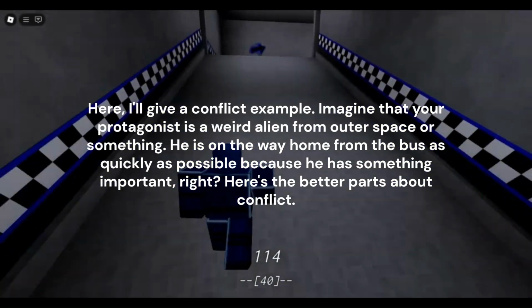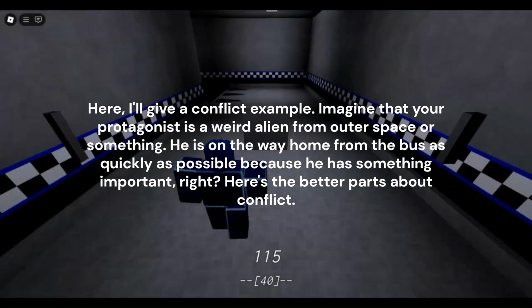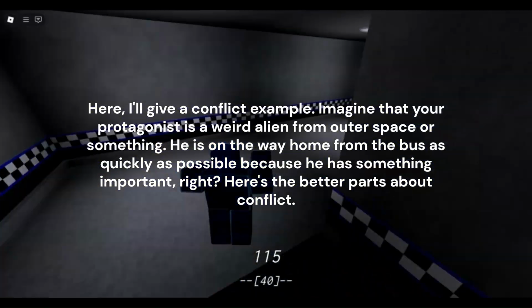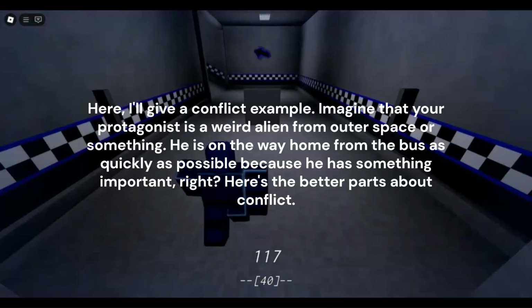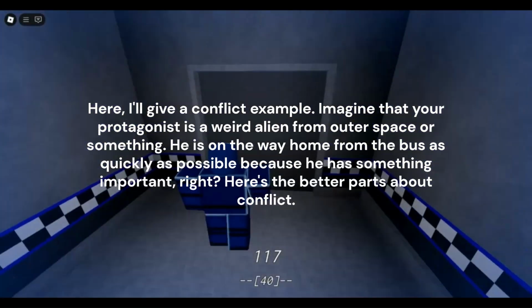Here, I'll give a conflict example. Imagine that your protagonist is a weird alien from outer space or something. He's on the way home from the bus as quickly as possible because he has something important, right? Here's the better parts about conflict.